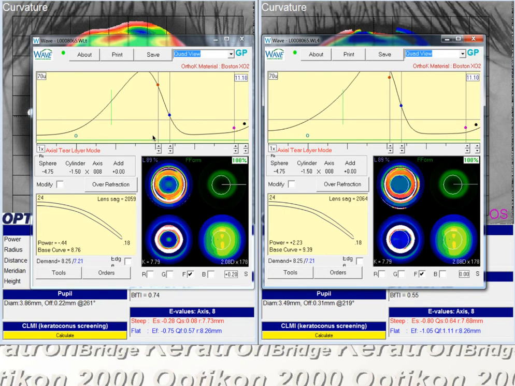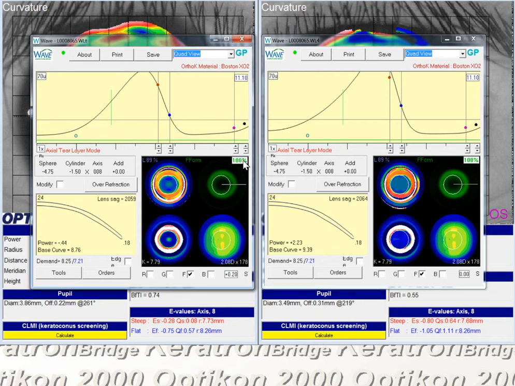On the left side here, I created a new lens for the left eye. Here's the current lens for the left eye. What I did is add in plus 20 shape factor, and then I decreased the clearance until the topo demand for the new lens matched the topo demand of the current lens. The power and the base curve are going to look different because we have the central asphericity.